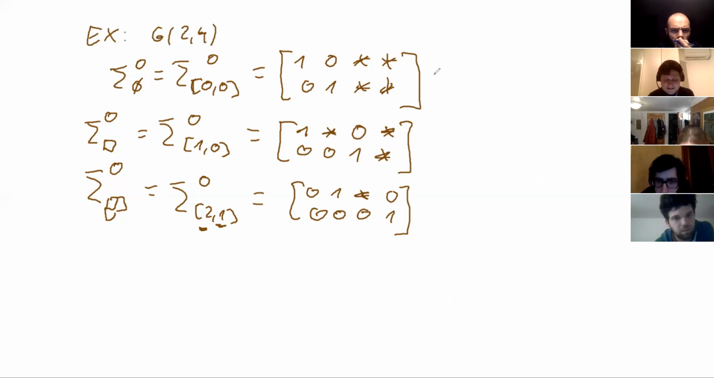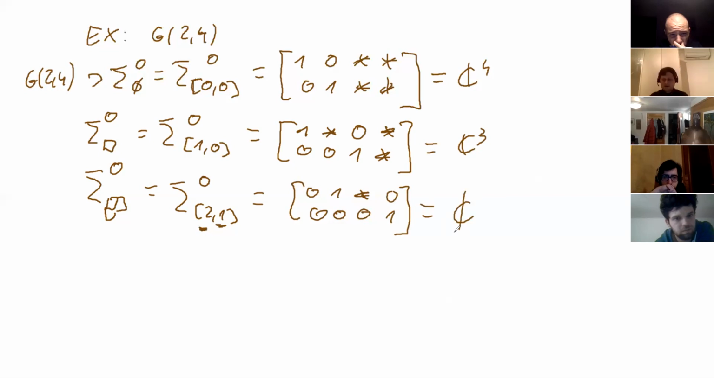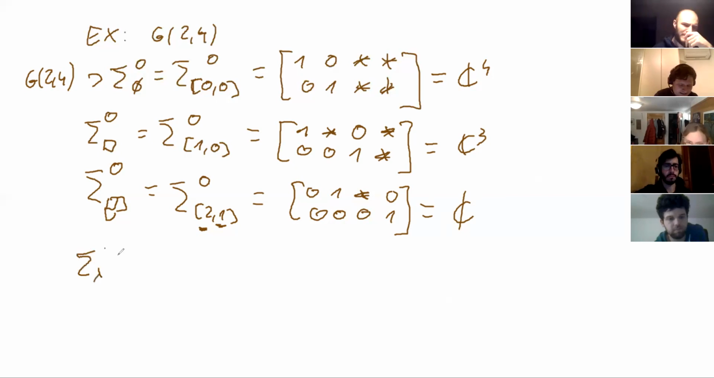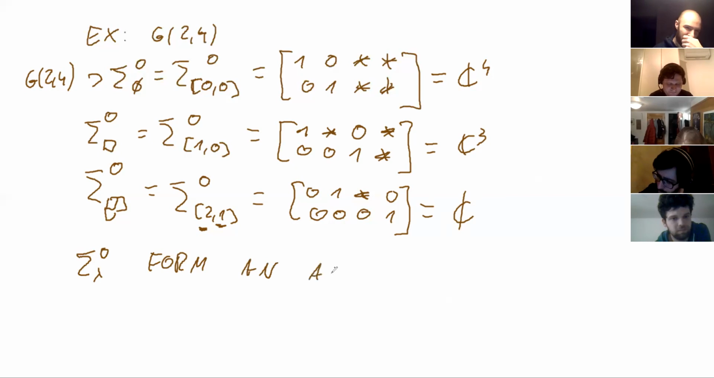But in particular, notice that this is a C^4. This is a subset of the Grassmannian that is isomorphic with C^4. This is a C^3. This is a C. Okay, because the stars can be arbitrary numbers. This is exactly the same as in the projective space. And in fact, projective space is also a Grassmannian. So what we did for the projective space is even formally the same as what we are doing here. So these varieties U_lambda form an affine stratification of the Grassmannian.